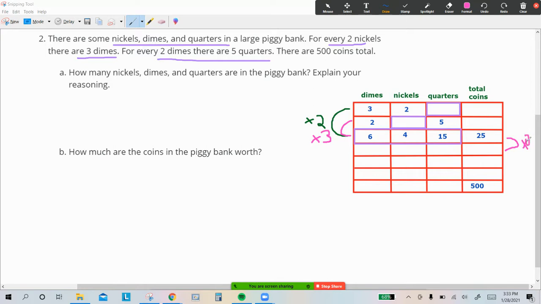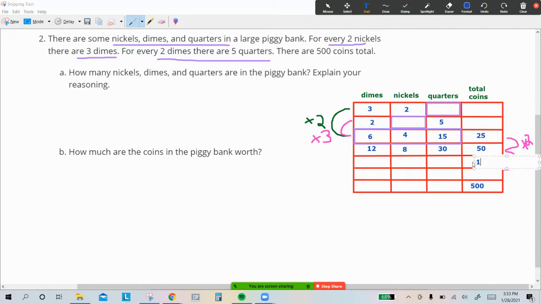So let's add another row. We're going to multiply everything by 2. 25 times 2 is 50. 15 times 2 is 30. 4 times 2 is 8. And 6 times 2 is 12. So we're not at 500 yet. I'm going to do another double, times 2 of that row.